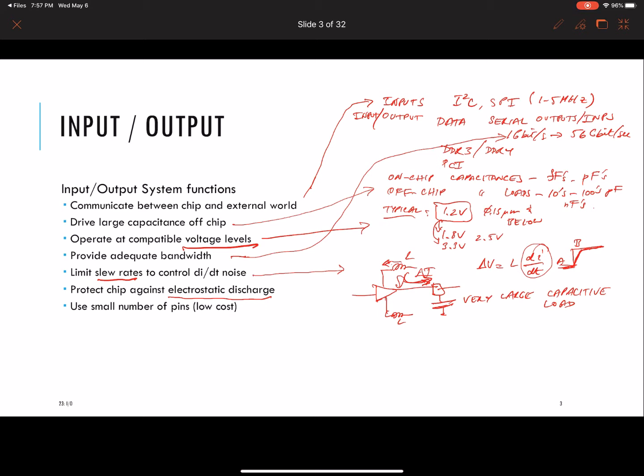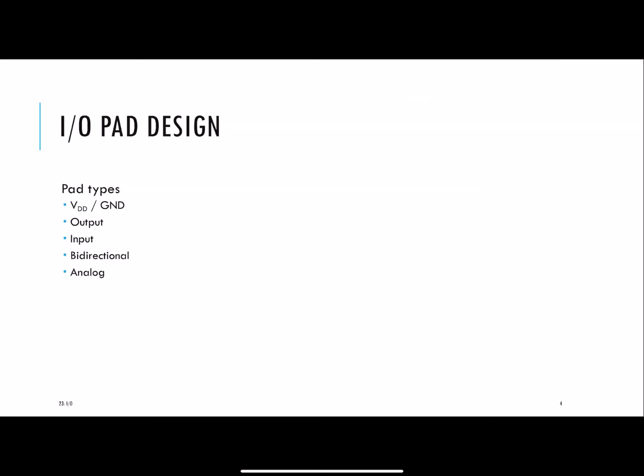And finally, there's the issue of cost. Like serial interfaces, that's why they're very popular, because the fewer number of pins you have, a lot of times the number of pins determines your package cost, and also determines your package area, etc. So it's nice to have very few pins. So those are some of the characteristics of input-output structures.